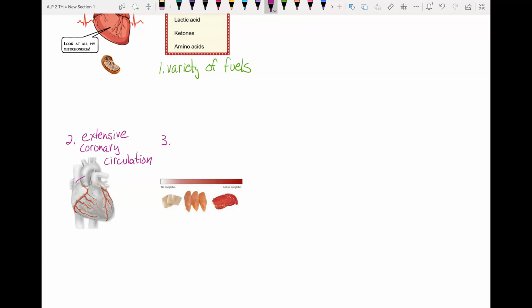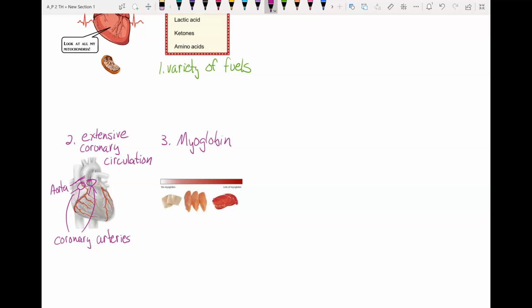Right here is the aorta. Remember, the oxygenated blood from the left ventricle is being pumped into the aorta. And you can see right here at the base of the aorta, on each side, are your coronary arteries. They are the first branches to come off from the aorta there with oxygenated blood. And they branch out onto the surface of the heart and deliver oxygenated blood to all of the heart muscle cells. Your heart also has lots of myoglobin.